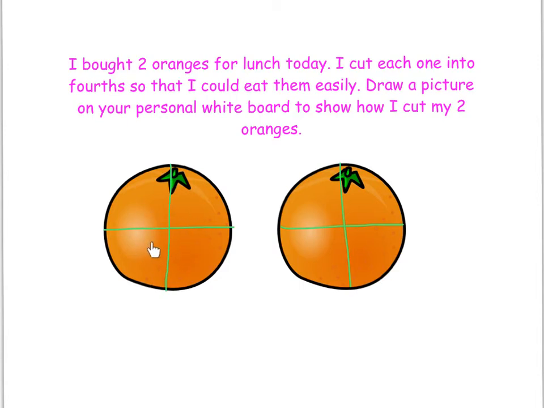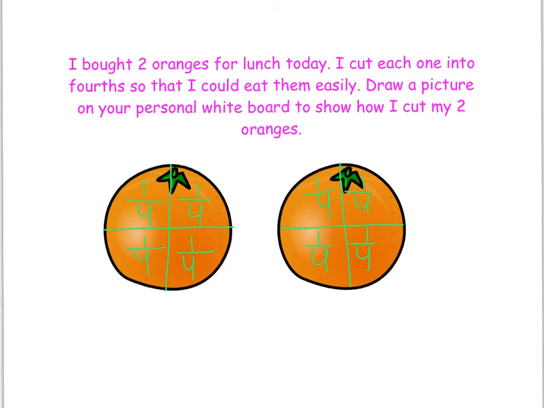1 orange represents 1 whole, so 4 copies of 1/4 is 1 whole. Our unit would be fourths. So here's 1/4, 1/4, 1/4, 1/4, 1/4, 1/4, 1/4, and 1/4. There are 8 copies of 1/4 in 2 whole oranges. Let's count them. 1, 2, 3, 4, 5, 6, 7, 8.